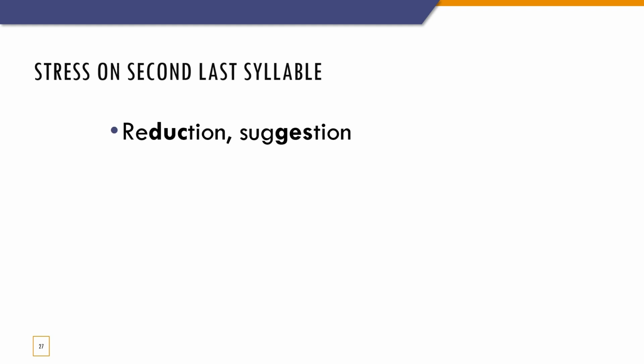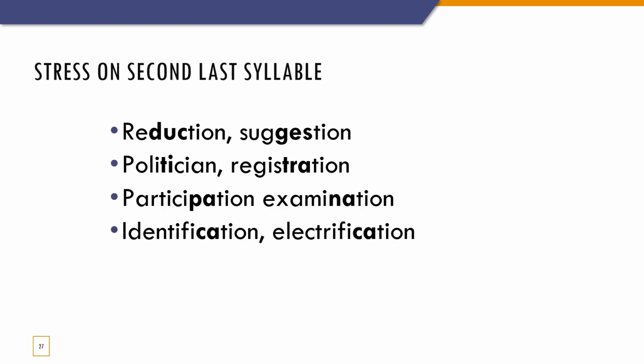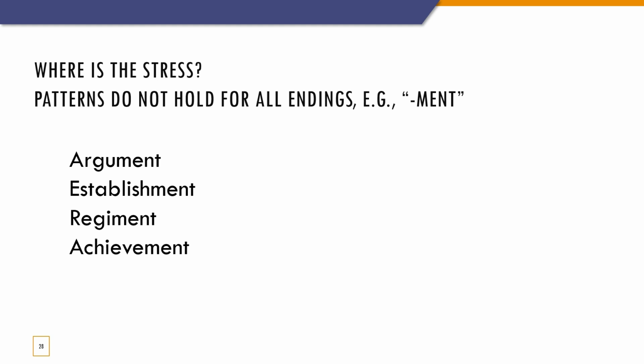For these words, we put the stress on the second last syllable with the tion, right? Reduction, suggestion, politician, registration, participation, examination, identification, electrification. Okay? For the suffixes, we do not hold the stress for this suffix. For example, argument, establishment, regiment, achievement, right? We do not put the stress on ment.